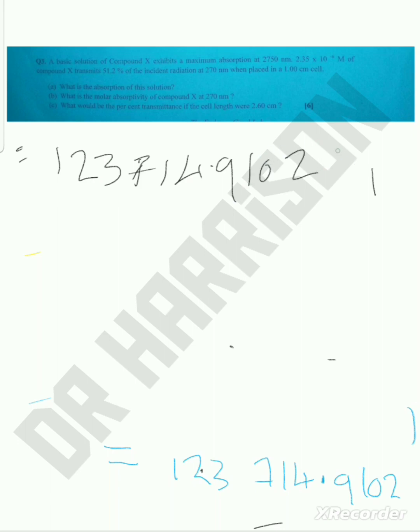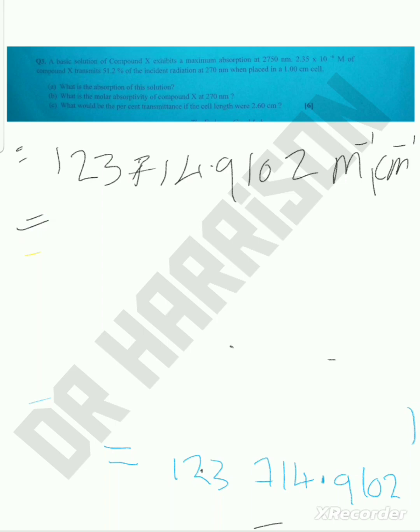14.9102. So this is per molar per centimeter. These are the units. Since the numerator, which was absorption, didn't have any units, these are the units, because we have the centimeter from the diameter and the molar from the concentration.